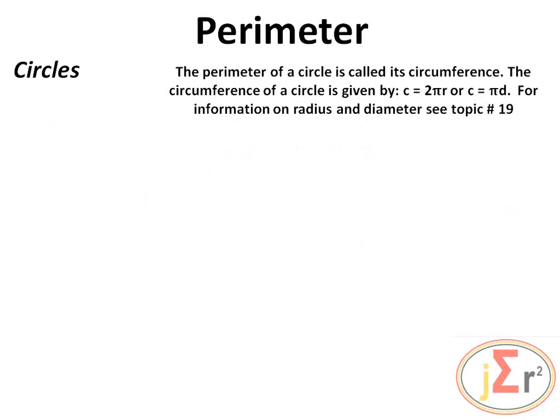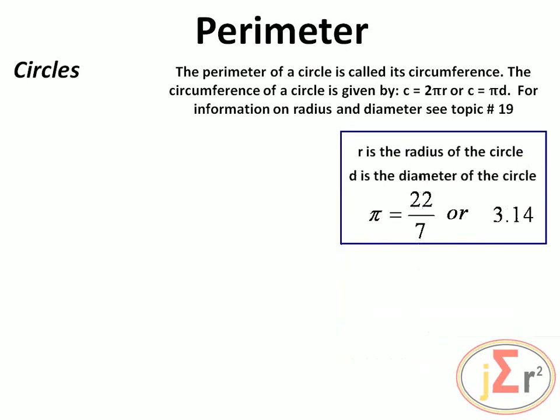Circles. The perimeter of a circle is called its circumference. The circumference of a circle is given by C is equal to 2 pi r, or C is equal to pi d. For information on radius and diameter, see topic number 19. That gives the definition and explanation of radius and diameter and everything that has anything to do with a circle. r is the radius of the circle. d is the diameter. Of course, the formula is given in this instance if we are talking about the radius of the circle, and in the other case if we are talking about the diameter of the circle.